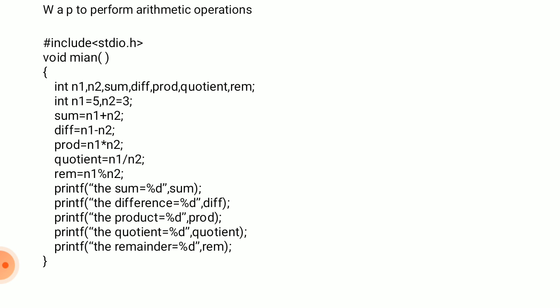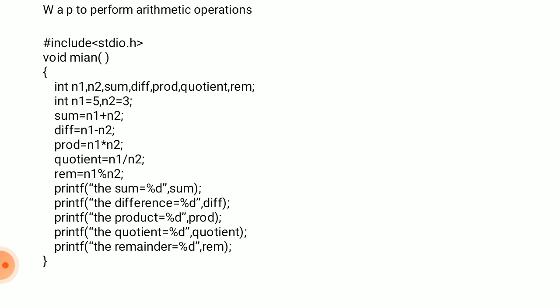And what are we performing? Sum, difference, product, quotient and remainder. So these five operations we are performing. All these variables I have declared as integer data type. So int is the integer data type, right? And in the next statement I have assigned the values 5 and 3 to n1 and n2 respectively. Here we are not reading the values, I have just assigned two values to n1 and n2.